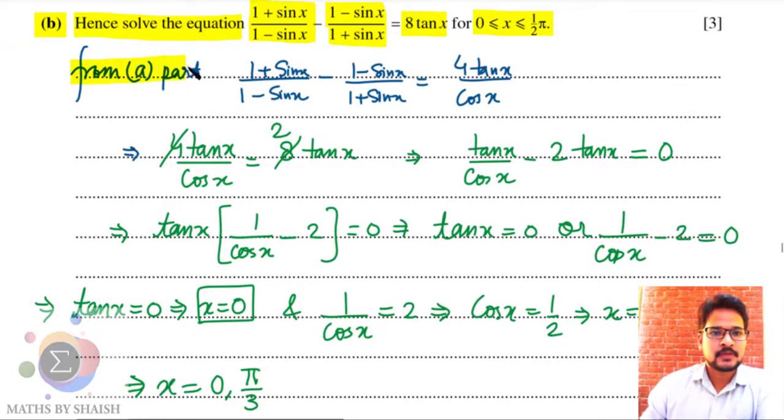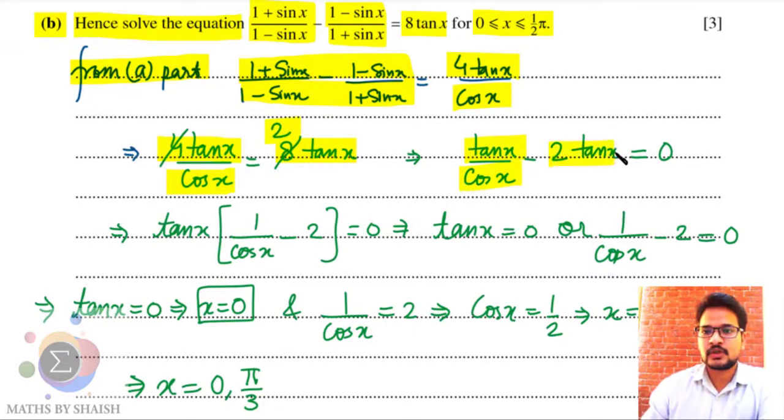So from the first part, we have seen the left hand side is the same as 4 tan x upon cos x. So ultimately we got 4 tan x upon cos x equals 8 tan x. So we will cancel 4 and 8, and we got 2. So tan x upon cos x minus 2 tan x equals 0.